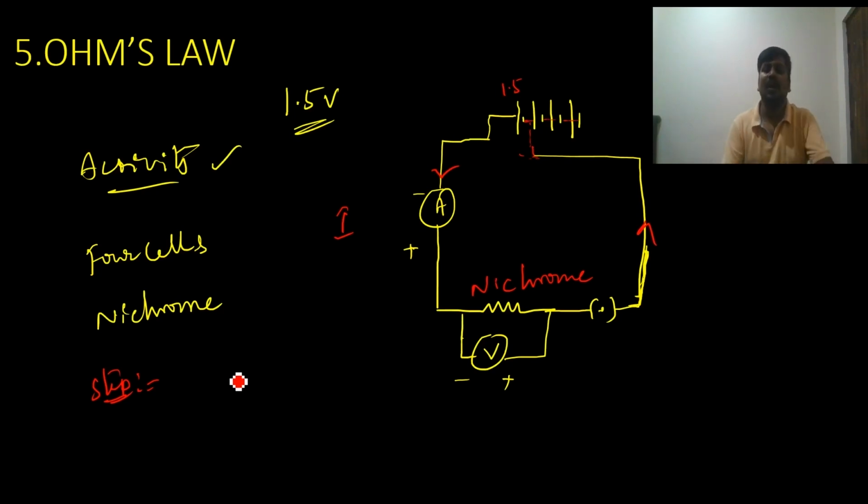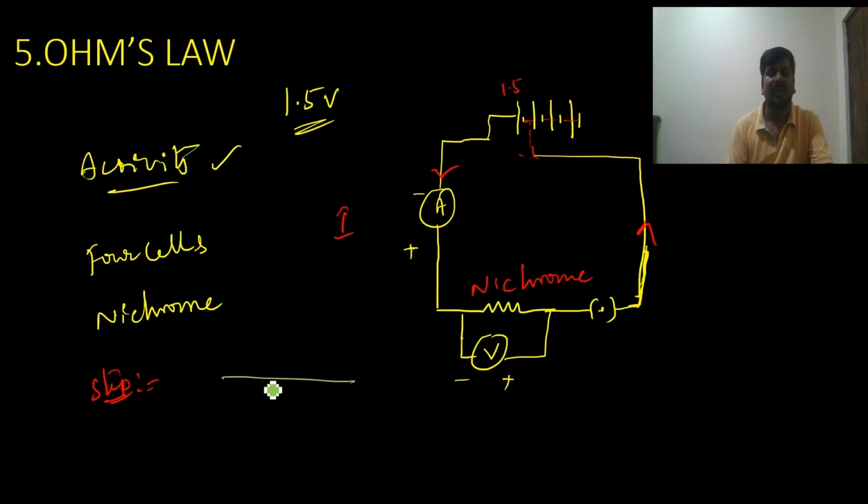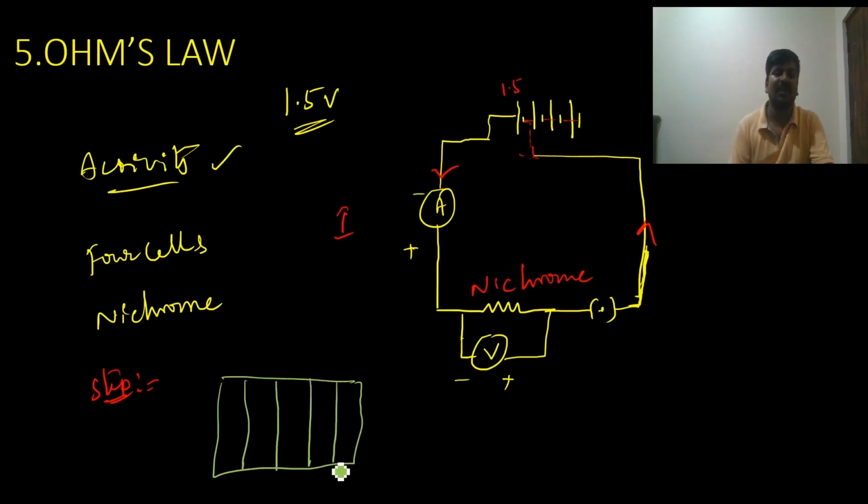All the readings you take, and you can draw a tabular form. In this tabular form: serial number, number of cells used, ammeter reading (current), voltmeter reading, and V by I ratio. So V by I ratio we are considering.